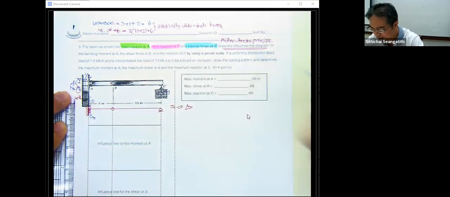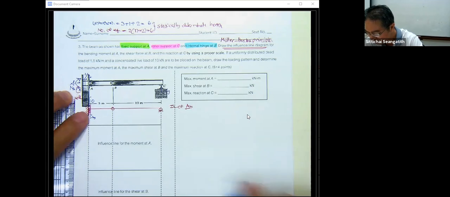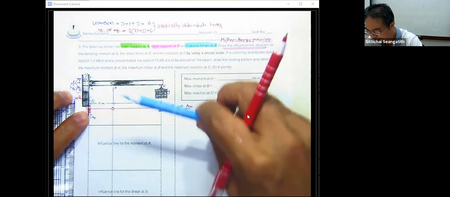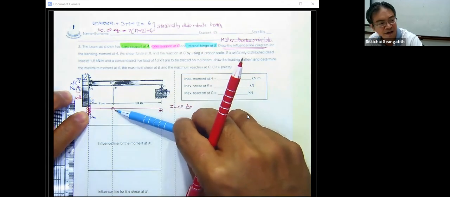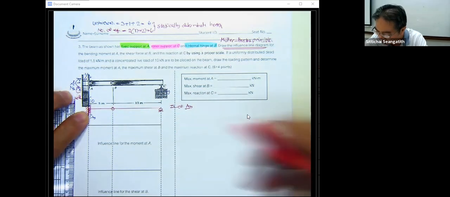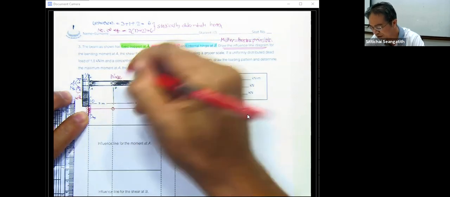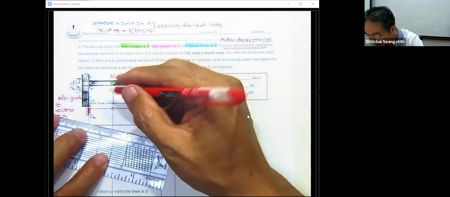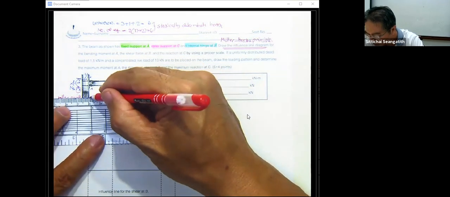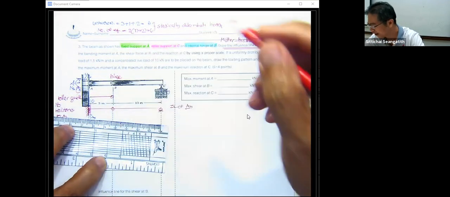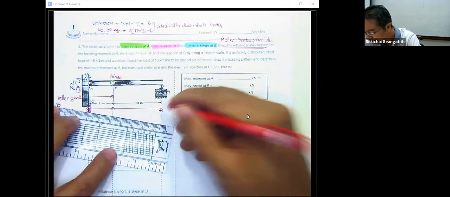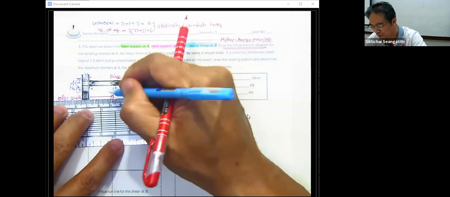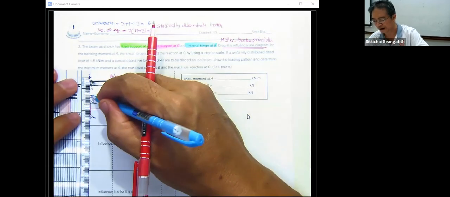What happens if this 1.0 unit is going to be something here? No, it cannot be, because it has the joint, it has the hinge here. This is the hinge. When it has the hinge here, this one is going to move up like this, and this is going to be the influence line of A sub y. When it moves up like this.